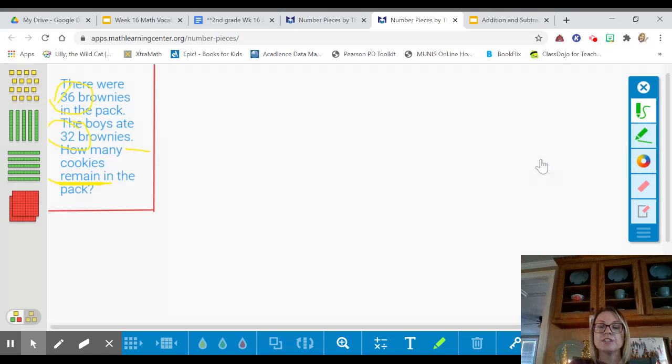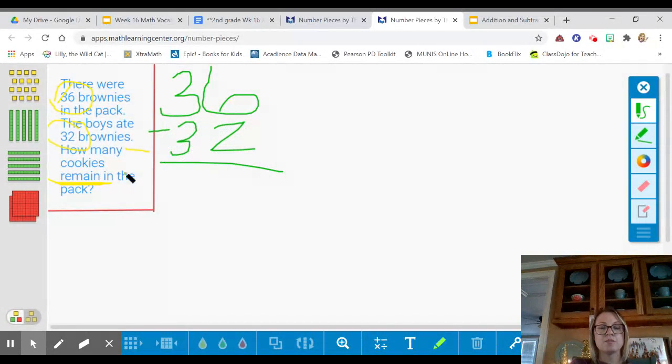First thing I got to do is I got to set it up, bigger number on top. Well, I got a 3 in the tens and a 3 in the tens, so I have to go look at the ones place. That's right. So I got a 6 in the ones and a 2 in the ones. So I know that 36 is bigger. So 36 is going to go on top. 36 minus 32 is my problem, boys and girls.